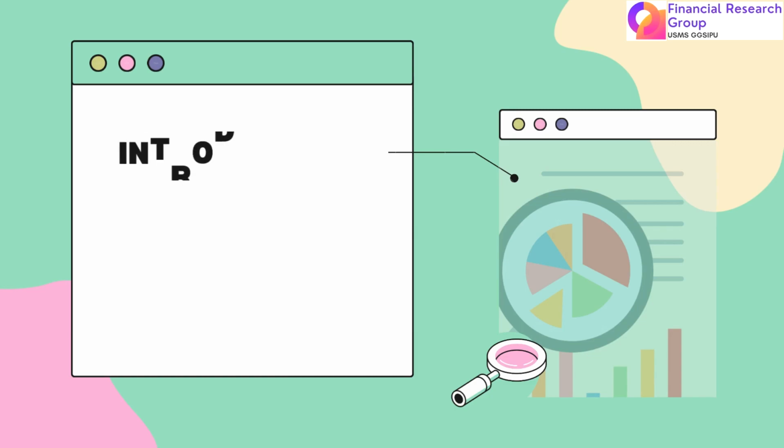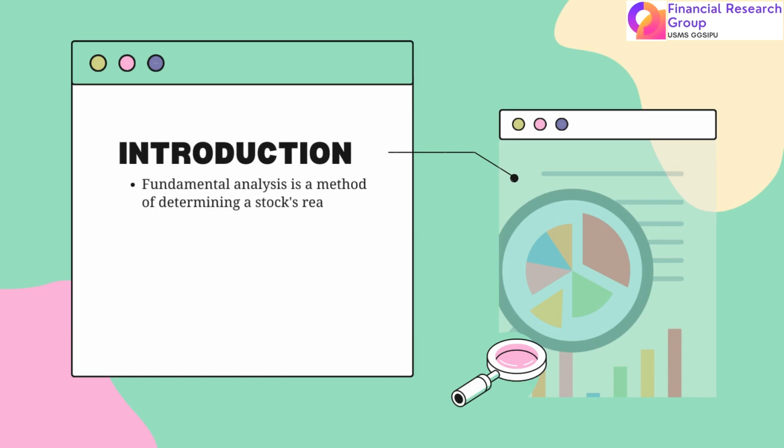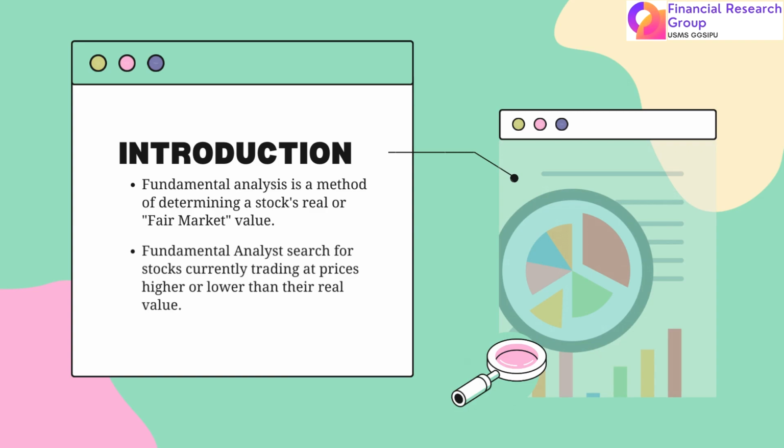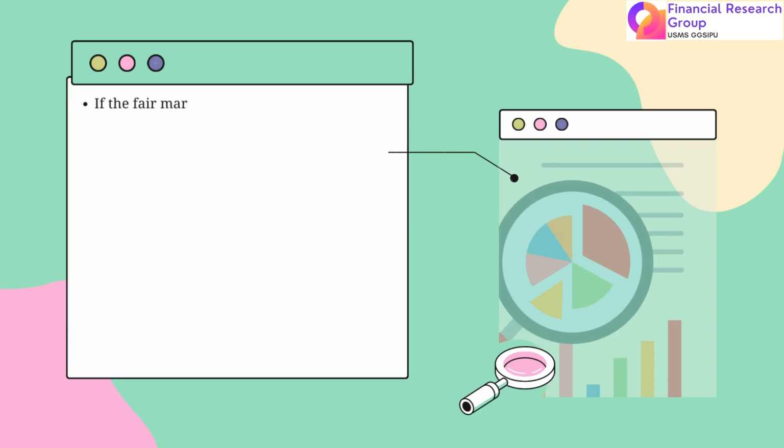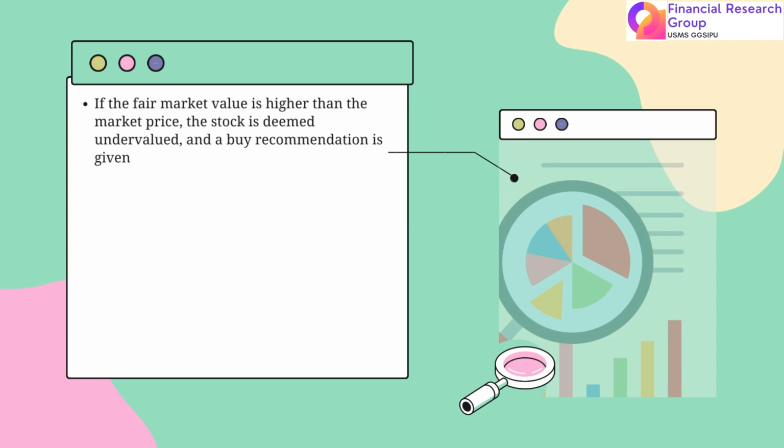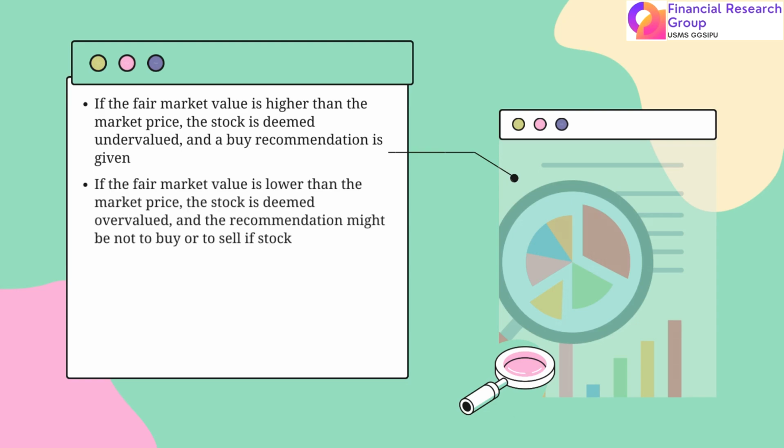So, moving further on, what is fundamental analysis? Fundamental analysis is a method of determining a stock's real or fair market value. Fundamental analysts search for stocks currently trading at prices higher or lower than their real value. If the fair market value is higher than the market price, the stock is deemed undervalued and a buy recommendation is given. If the fair market value is lower than the market price, the stock is deemed overvalued and the recommendation might be not to buy or to sell if the stock is held.